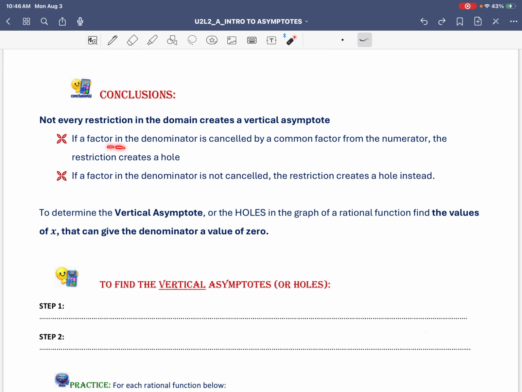Well, if a factor in the denominator is cancelled by a common factor from the numerator, it will create a hole. Okay? Now, if the factor in the denominator is not cancelled, it will create a vertical asymptote instead. Now, to determine the vertical asymptote or the holes in the graph of a function, we have to find the value of x that can give the denominator a value of 0.